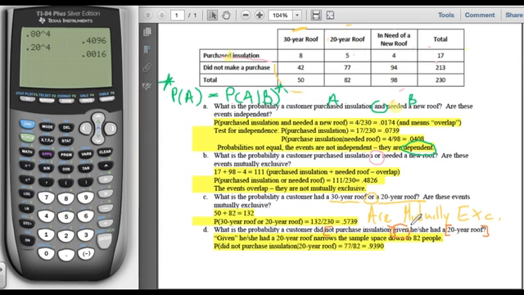This is a conditional probability. We're not looking at all 230. We're only looking at those who had a 20-year roof. We want to know, out of those 82, how many did not purchase insulation? Well, there would be 77. 77 divided by 82 is 0.9390. We don't classify this as independent or dependent. We don't classify this as mutually exclusive or non-mutually exclusive. There is no classification here.